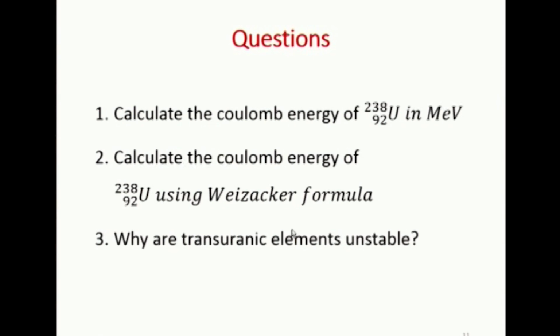Why are transuranic elements unstable? What we said is that the elements after uranium are called transuranic elements, and even for uranium the Coulomb energy and binding energy are almost the same. So, if you go beyond that it becomes unstable; they are unstable because of the Coulomb repulsion that exists.